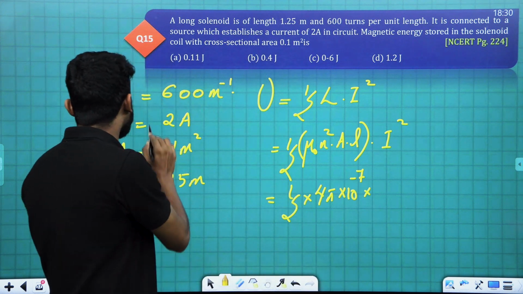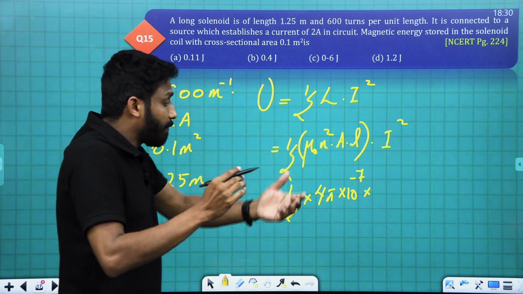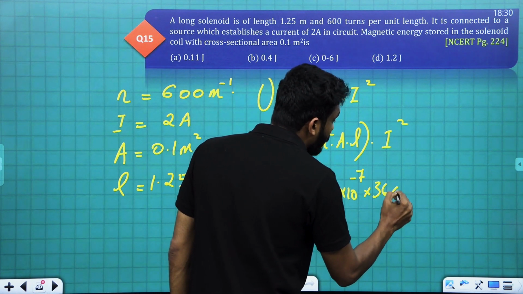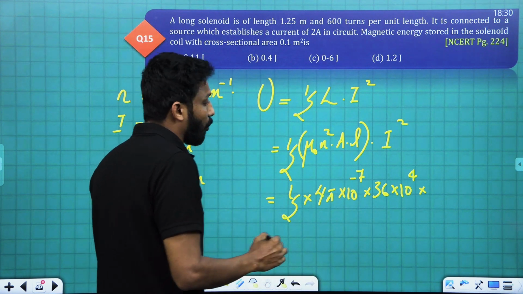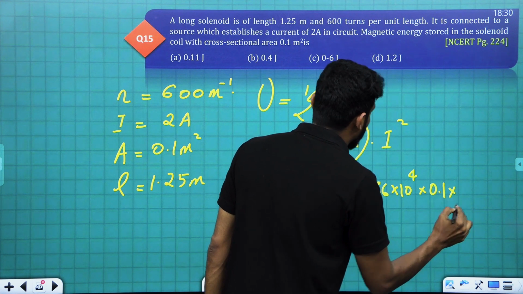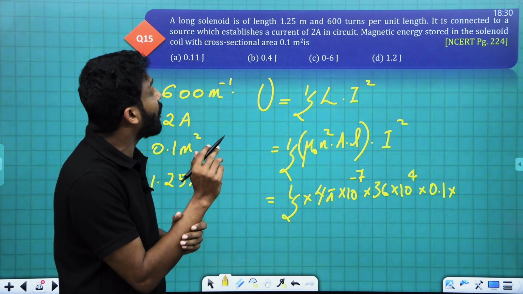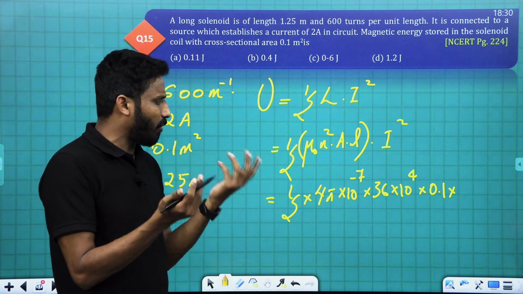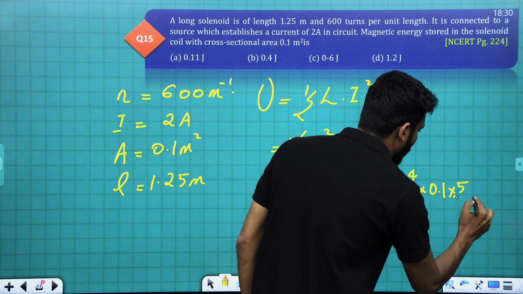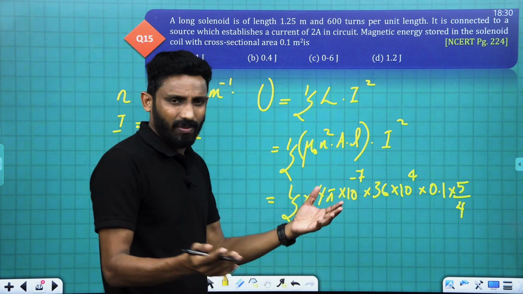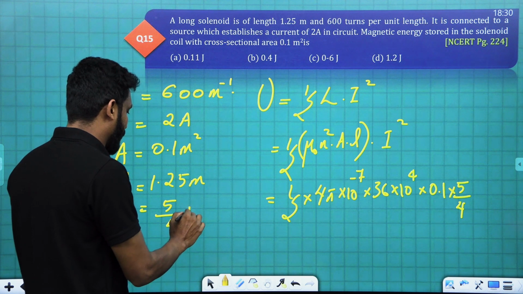Okay. Number density is 6 into 10 power 2. Square it: 36 into 10 power 4. Cross-sectional area is 0.1. Length of the solenoid is 1.25, which is 5 by 4. Can we write it so? Yes, we can. Then we can cut this 4. Say length is equal to 5 divided by 4 meter.